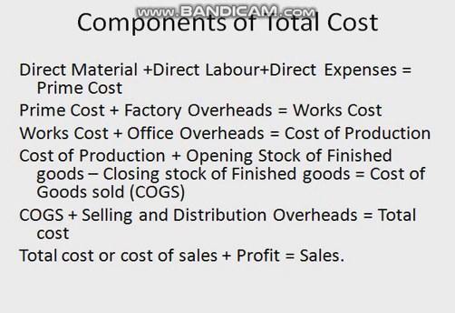In cost of production, when we add opening stock of finished goods and deduct closing stock of finished goods, we get cost of goods sold or COGS. In COGS, when we add selling and distribution overheads, we get total cost. And in total cost, when we add profit, we get sales. So these are components of total cost.